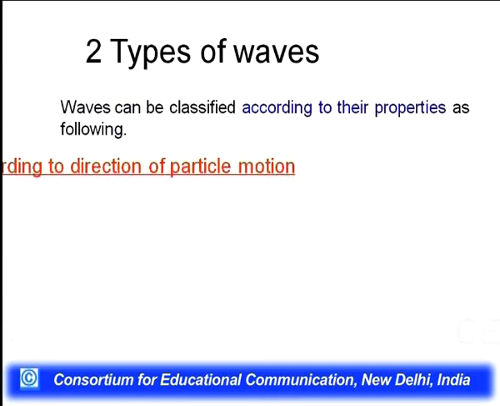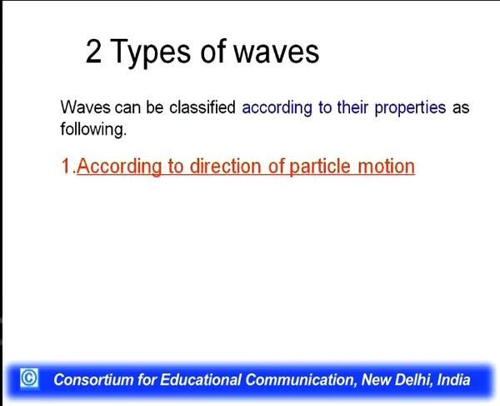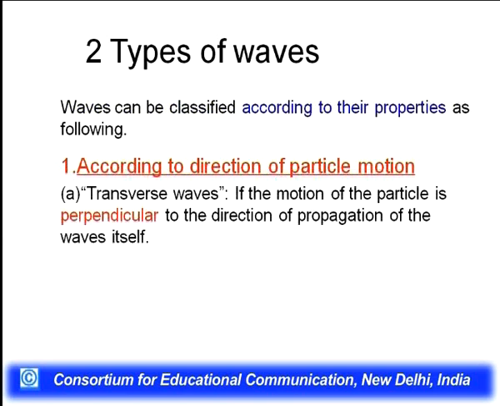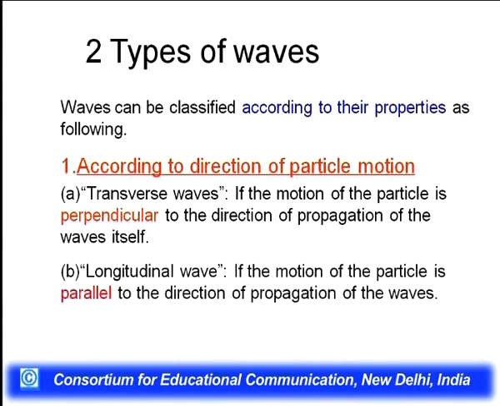Now waves, we define the types of waves according to their properties. First we discuss the property of the direction of particle motion. We differentiate the waves on the basis of the direction of particle motion. We define the types of wave into two parts. First is the transverse wave and second is the longitudinal wave.